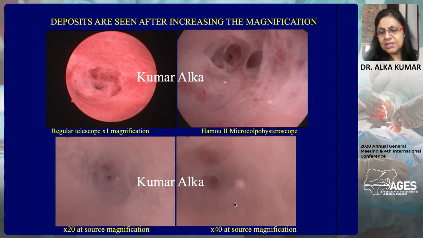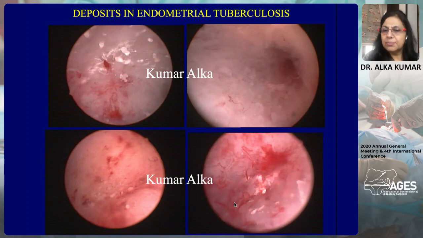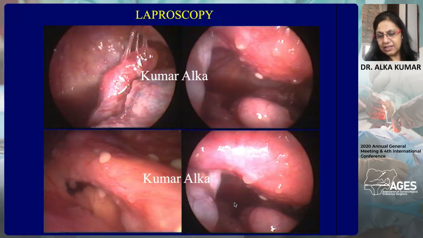But at the same time, it's important to take a biopsy from around these areas. A tubercular deposit seen under high magnification. These are deposits in endometrial tuberculosis. Again, these are the kind of deposits which are often picked up on a good ultrasound diagnosis. A large tubercle seen in endometrial tuberculosis. In these pictures you can even see the flimsy adhesion bands and the deposit inside them.